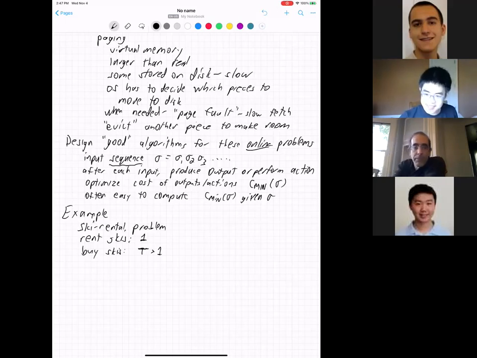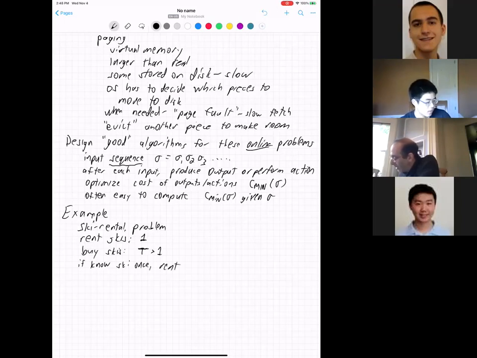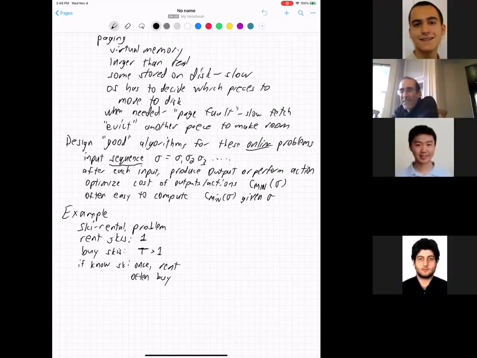Wait, is T given to us? Yes. So we know the price of renting and we know the price of buying. But that doesn't tell us this key question, right? So the point is, if you know that you'll ski once, then you should rent. If you know that you're going to ski often, then you should buy, right? But we don't know. I mean, if you want to compete against any possible outcome, we should buy a ski.